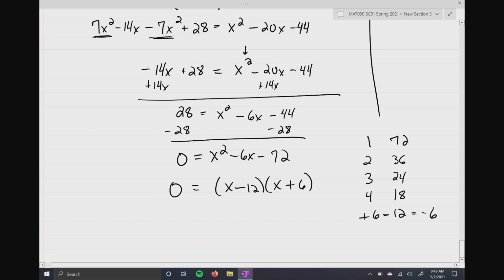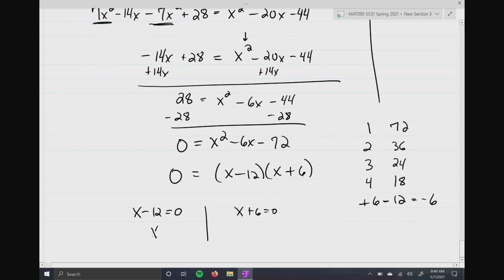So now I have each factor, and I set them equal to 0. And I find that x equals 12 and x equals negative 6.